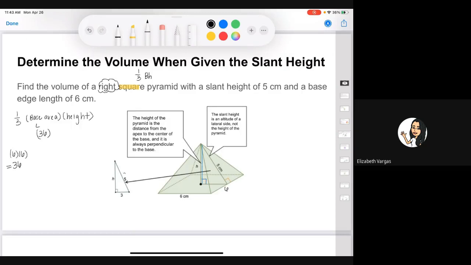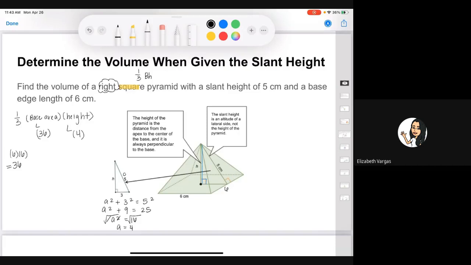So we're given our hypotenuse, which is C, and A and B are interchangeable. So A squared plus 3 squared equals 5 squared. Subtract 9 from both sides. Take the square root to eliminate the square. A is equal to 4. Now that I know A is equal to 4, that is going to be my height, so I'm going to plug that in.